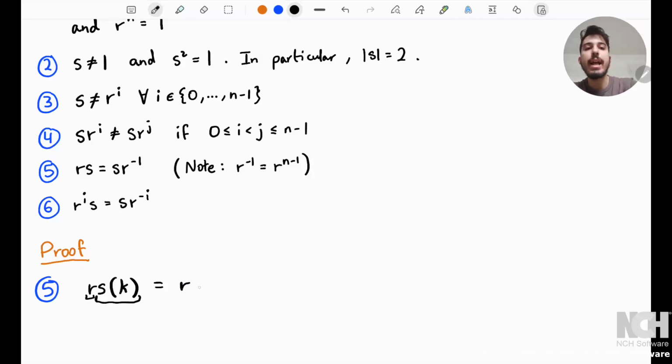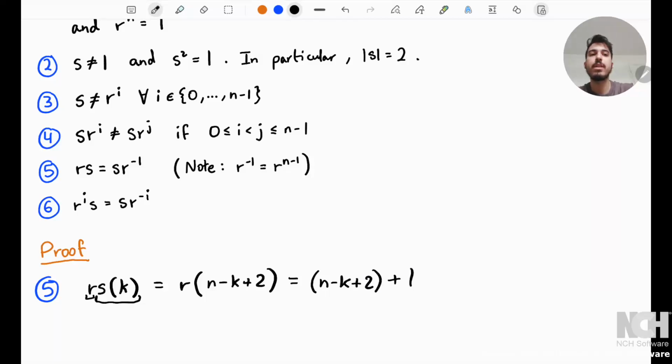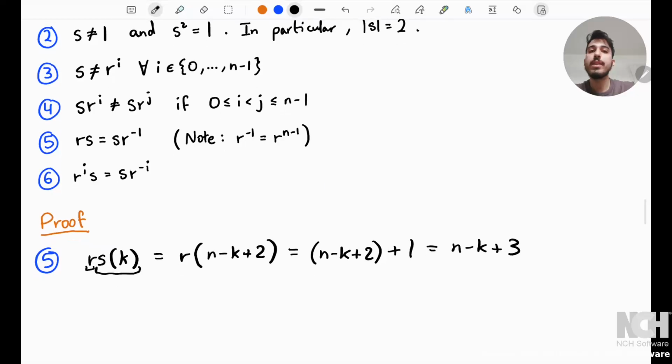s of k sends it to n minus k plus 2 by the formula that we've known. And r of that is just going to add 1 to whatever is inside. So n minus k plus 2 plus 1, and that is equal to n minus k plus 3. Let us see what happens when we apply s r to the minus 1 to k.